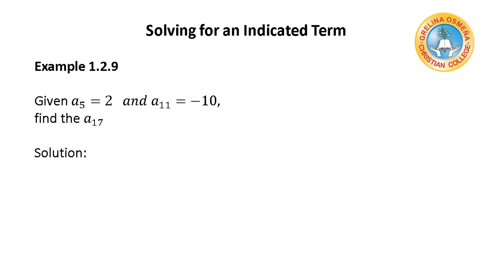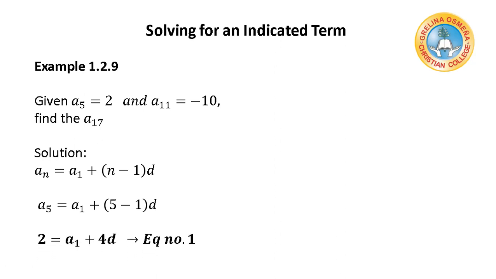Okay, another example. Given a sub 5 equals 2 and a sub 11 equals negative 10, find a sub 17. So we are only given 2 terms here, not consecutive, and we have to find a sub 17. We don't have the difference here, so we have to get it first. Using the general term, a sub n equals a sub 1 plus n minus 1 times d. We use a sub 5 to get d, because we don't have the common difference yet.